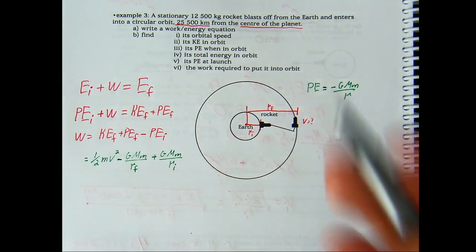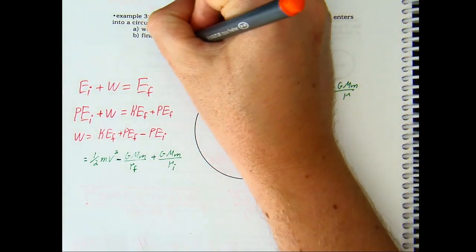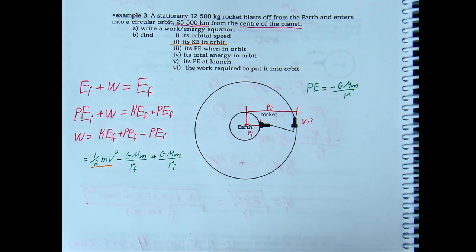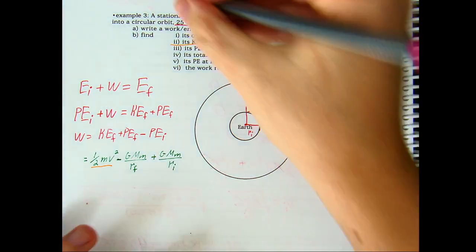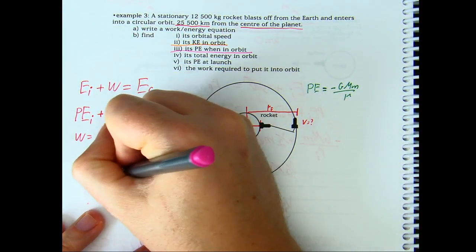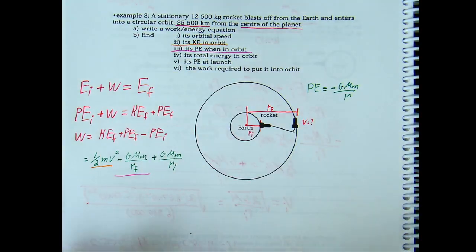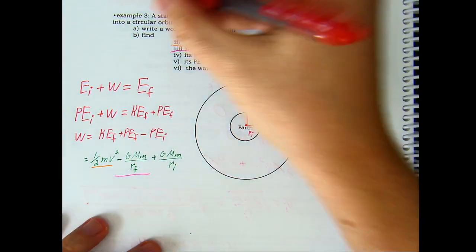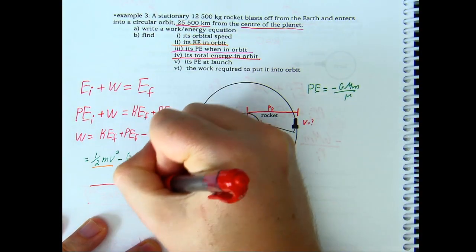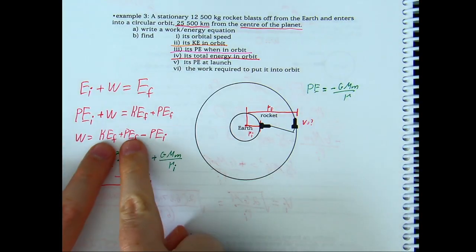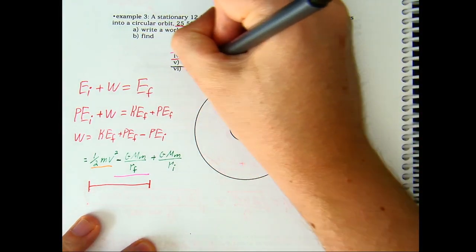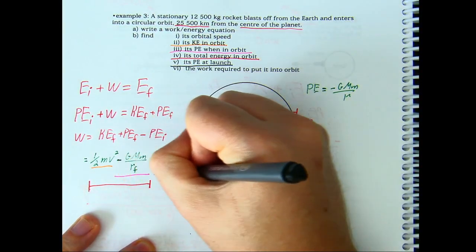If we look at what we've got here, the kinetic energy in orbit is given to us by this term here. The potential energy in orbit is given to us by this term here. The total energy in orbit is the sum of these two, which we already took into account by putting it here. The potential energy at launch is this term here.